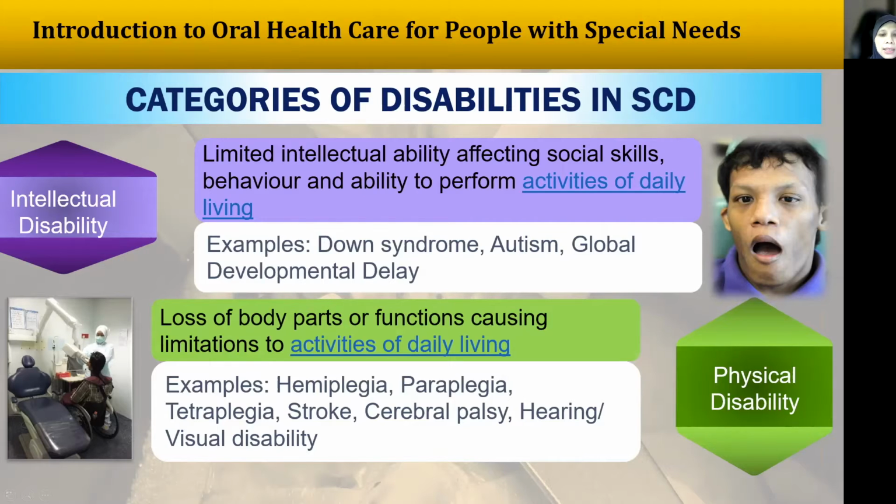But a physical disability may be permanent, or it may be temporary, as a result of an accident, for example, right? So quite a few types of physical disability are not permanent. It means that it can be resolved later on, okay?